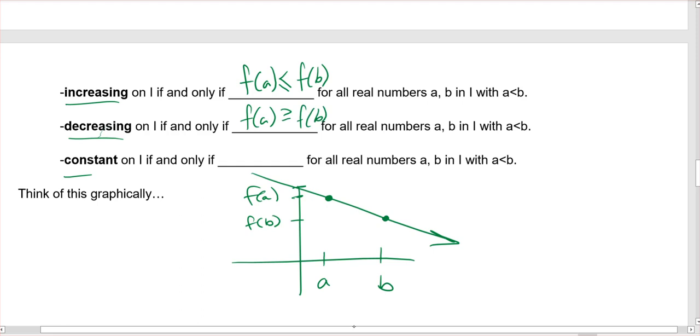And I bet we can guess what we're going to say when we're constant, right? If it's constant, it's going to be the same value. So we've got f of b equal to f of a, right?